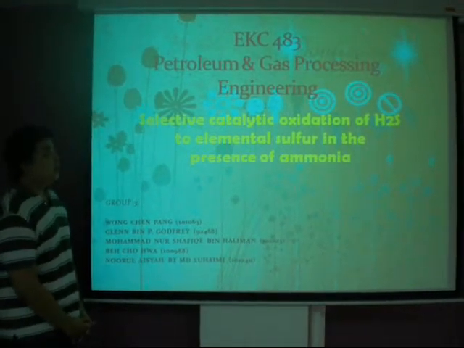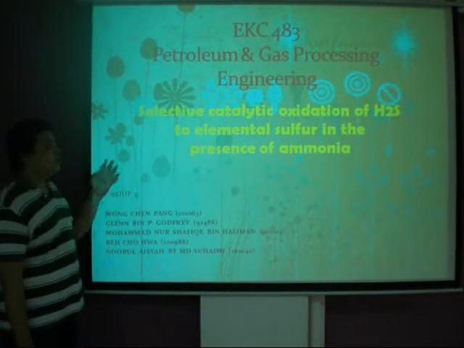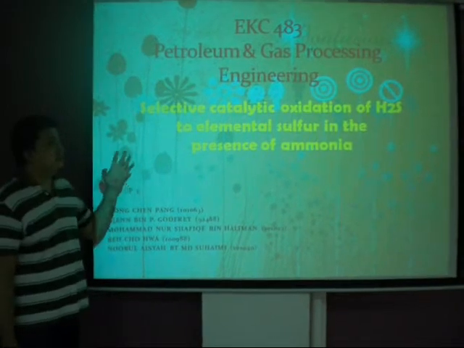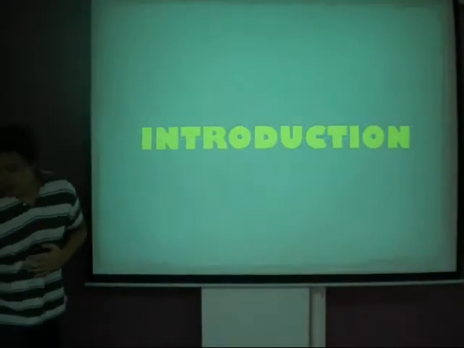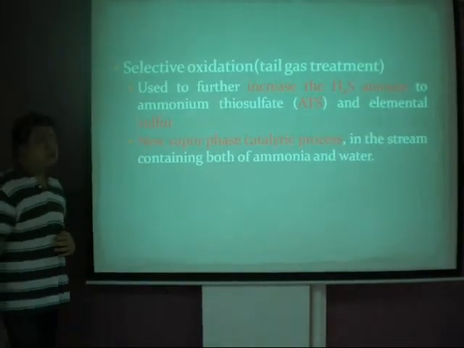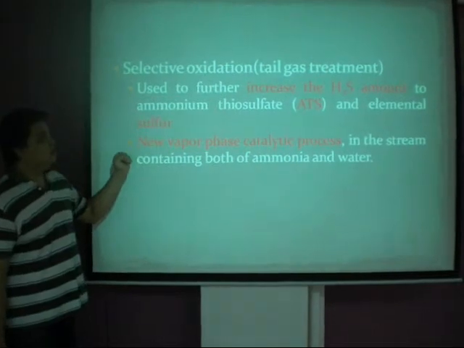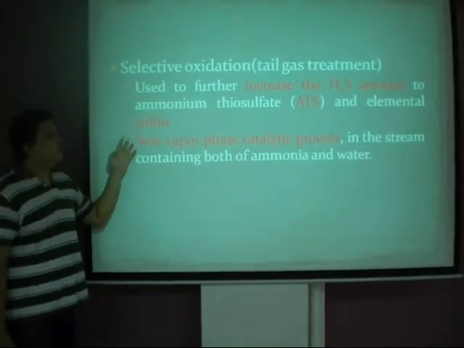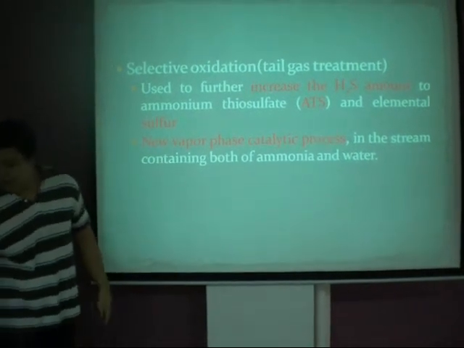My name is Glenn. We are the group for EKC 483. We have given the title Selective Catalytic Oxidation of H2S to Elemental Sulfur in the Presence of Ammonia. For a brief introduction, selective oxidation is a tail gas treatment. It changes the H2S to ATS, which is ammonium thiosulfate, and also sulfur. This is a new vapor phase catalytic process.